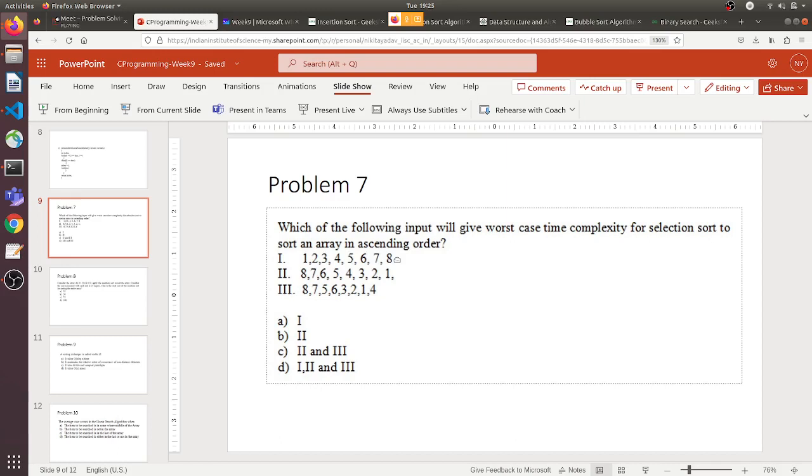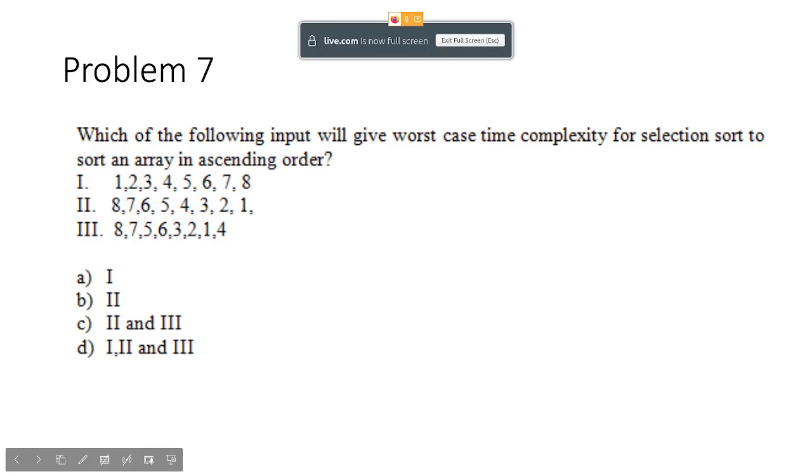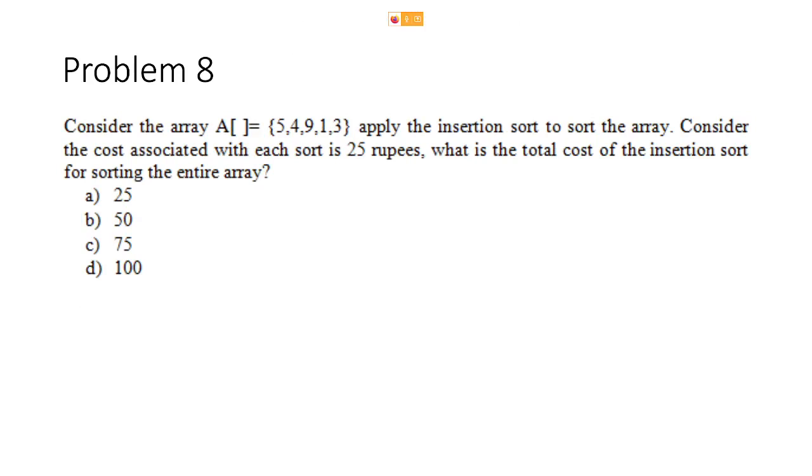If that is not clear, then let me know. Otherwise, let's move to the next question. Here we have an array A, and you have to apply insertion sort to sort the array. Consider the cost associated with each sort is 25 rupees. What is the total cost of insertion sort for sorting the entire array?